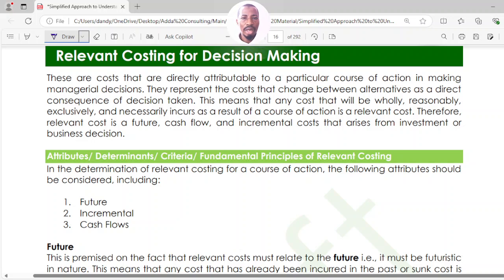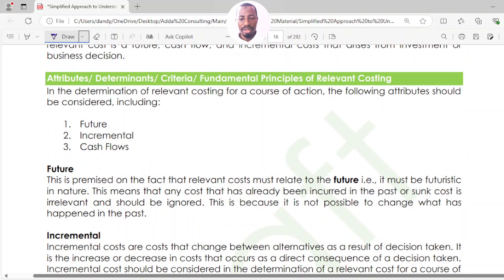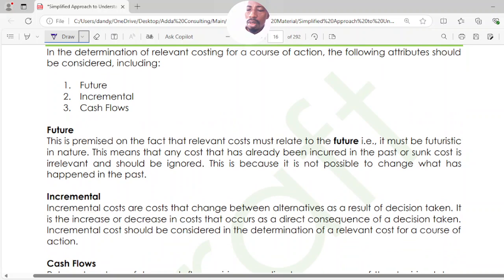Then the second one talks about incremental. Relevant costs are incremental cash flows. So incremental costs are costs that change between alternatives as a result of the decision taken. Say for example, you have 2024, we also have 2025.